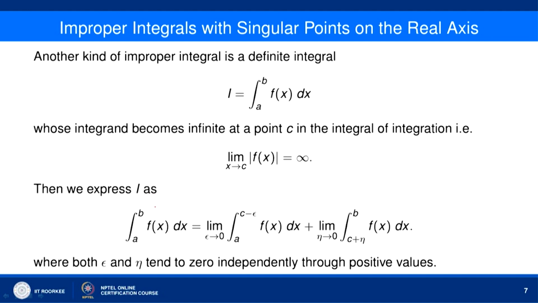So, then we express I as integral over a to b f(x) dx equal to limit epsilon tends to 0 of the integral over a to c minus epsilon. Here you see this is your interval a b, and c lies in between a and b. So, we integrate over a to c minus epsilon, limit epsilon goes to 0, and then c plus eta to b, integral over c plus eta to b f(x) dx, where eta goes to 0, and epsilon and eta both tend to 0 through positive values independently.